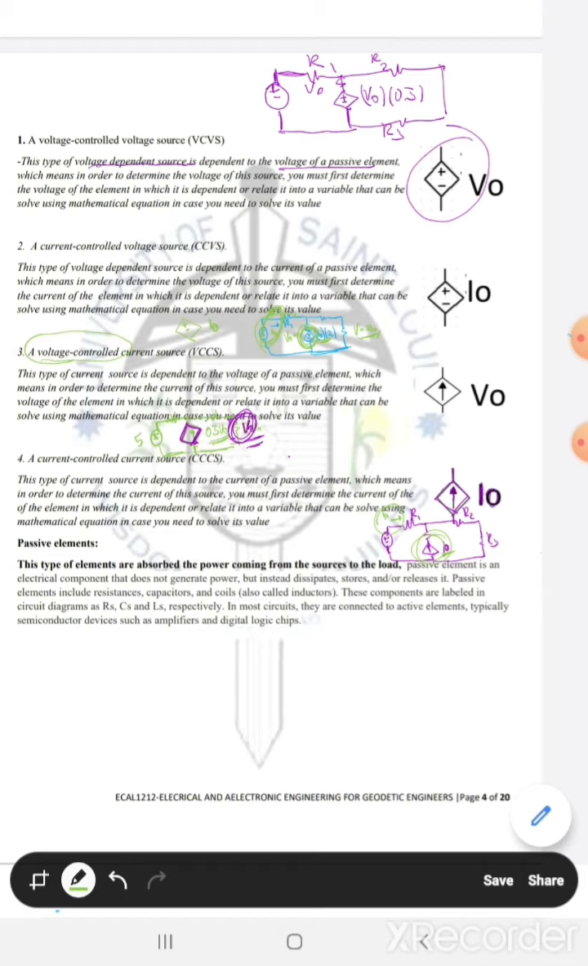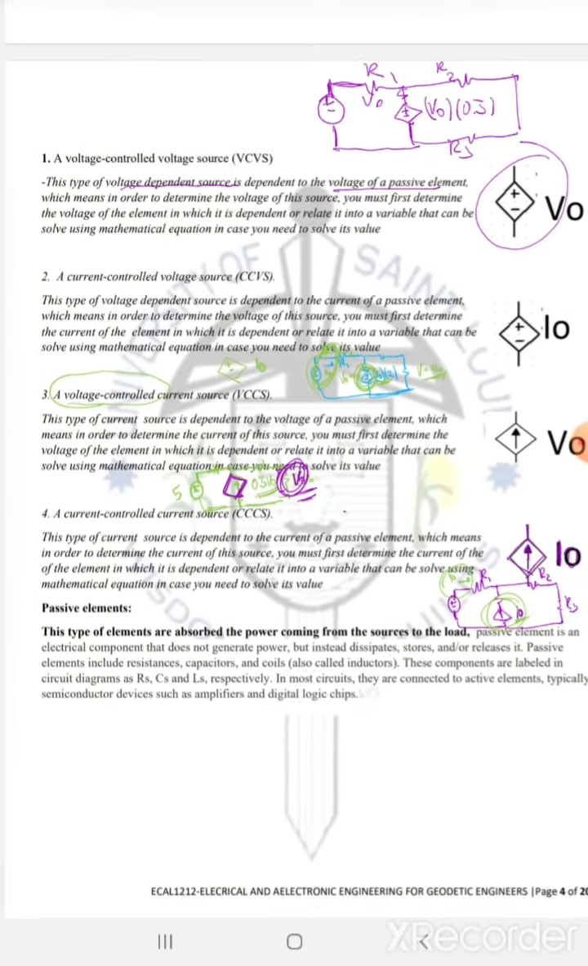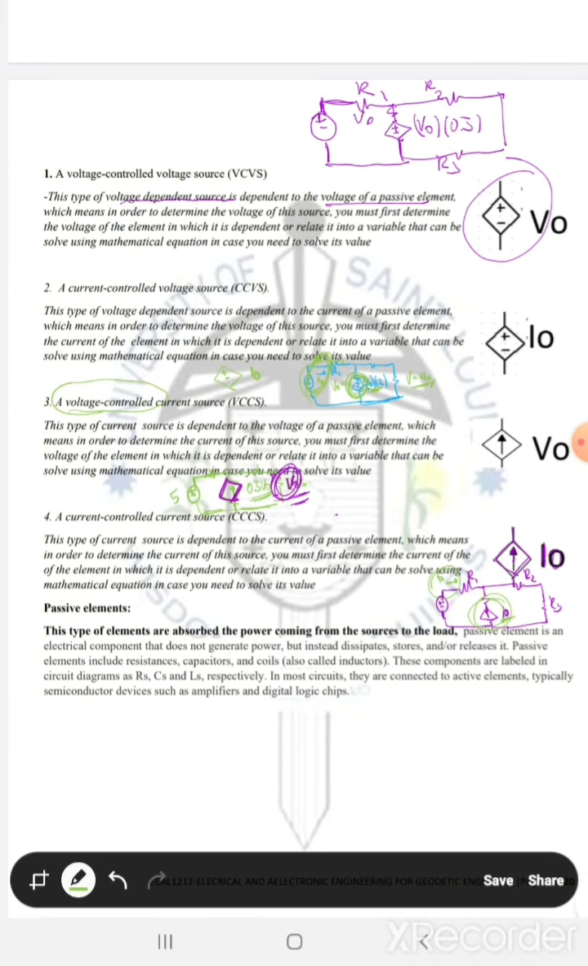When you are talking about your sources, we have what you call your independent and dependent. These are called your active elements. Active means they are supplying power, energy, current, voltage to the circuit. When you are talking about independent, they are the ones who can stand alone. Okay? They do not need other elements in order to produce or help in the circuit.